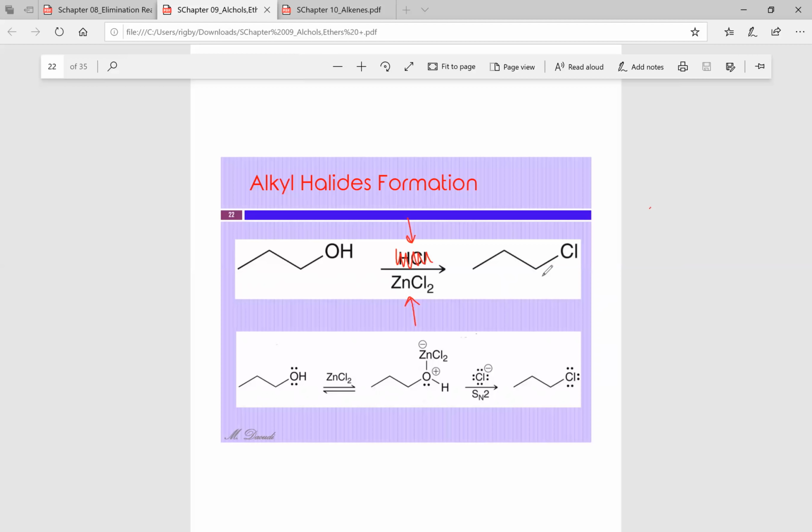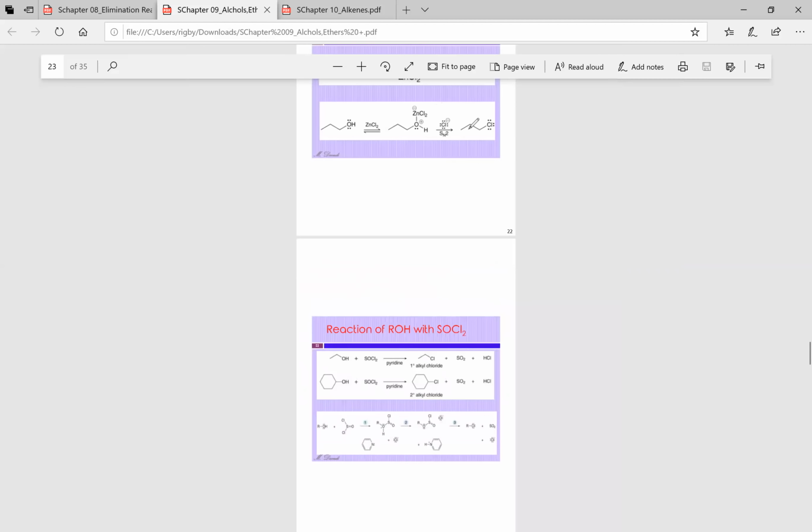Okay, so you can see here's sort of the quote unquote mechanism, but it's essentially the same thing that happens with the HCl. Instead of using H as our attacking group, we use the zinc instead. But just know that if you see zinc chloride, then that's going to replace an alcohol with a Cl. Okay.